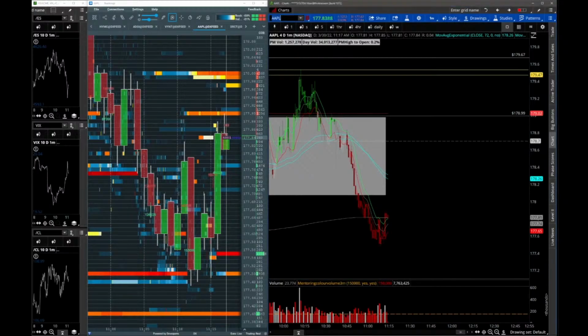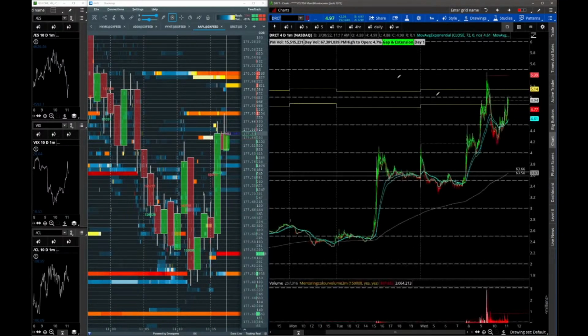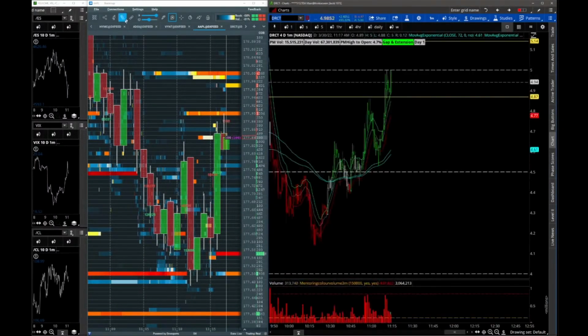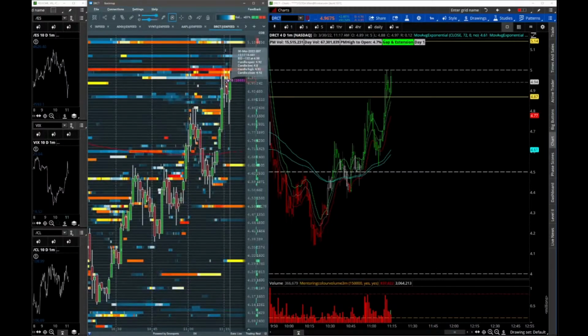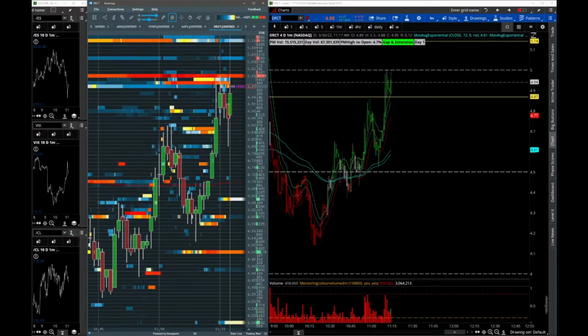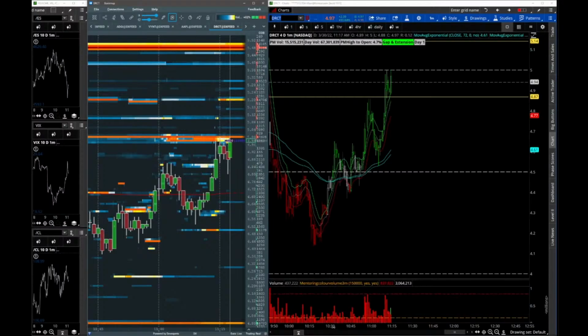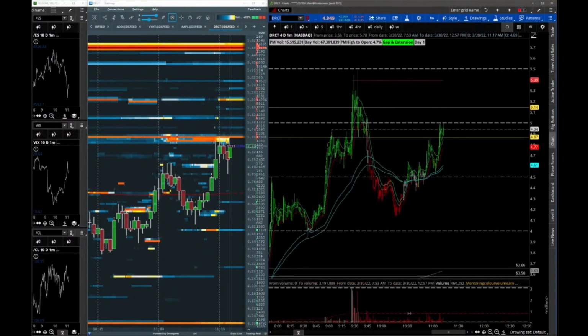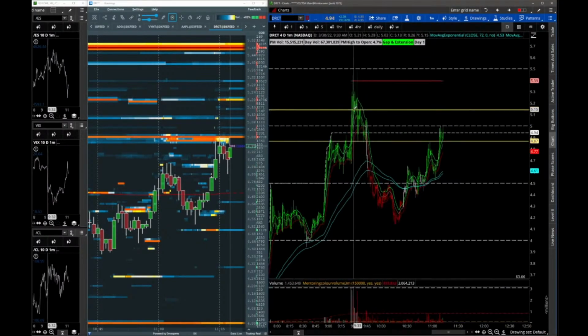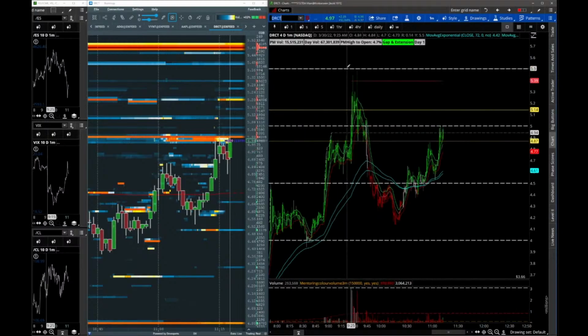Okay, DRCT starting to curl up again. Let's see if we're going to have a long trade. So $5 resistance, then we have 5.50. Previous level was 5.40, 5.50 over here. So let's try to watch this, traders.